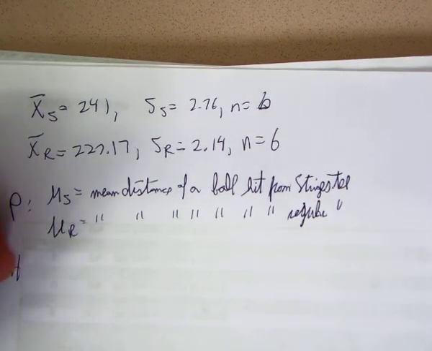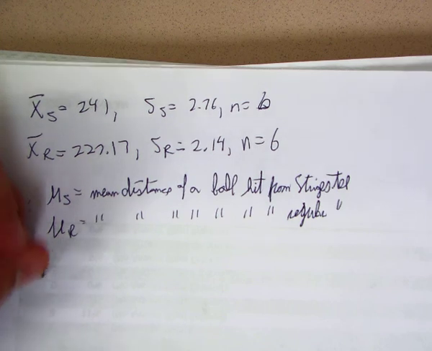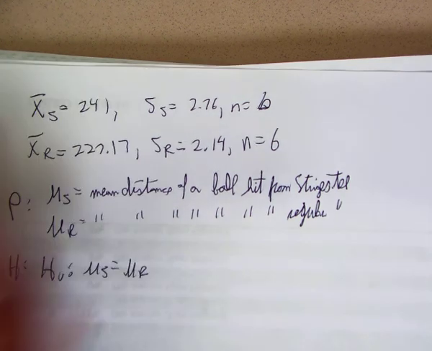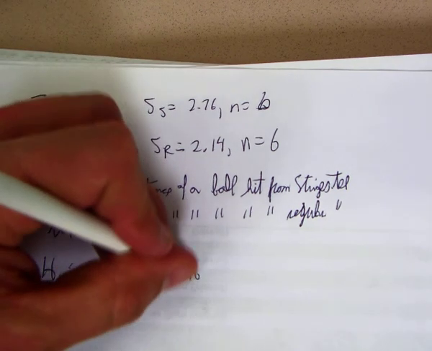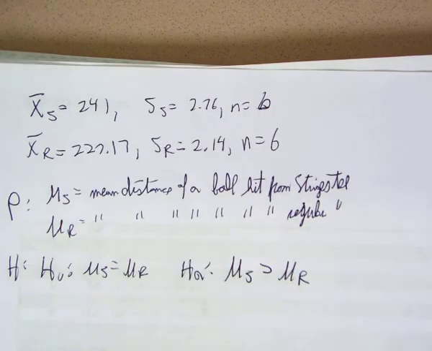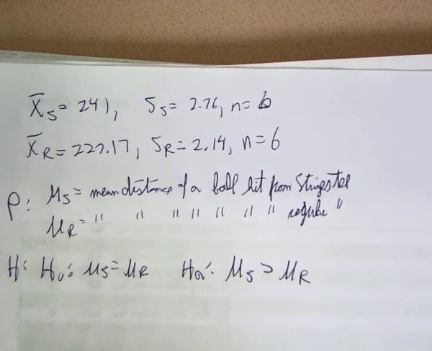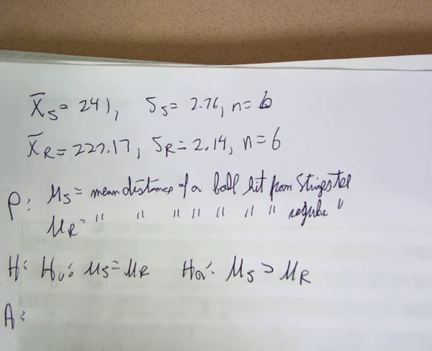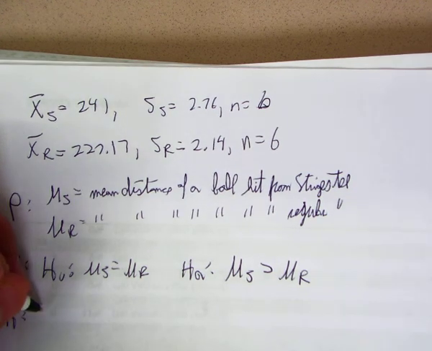Alright, so the hypotheses are the null is mu of s equals mu of r, and the alternative is that mu of s is greater than mu of r. Okay, so the mean of the stinger is greater than mu of r. The assumptions and conditions, kind of the same deal as problem 29.